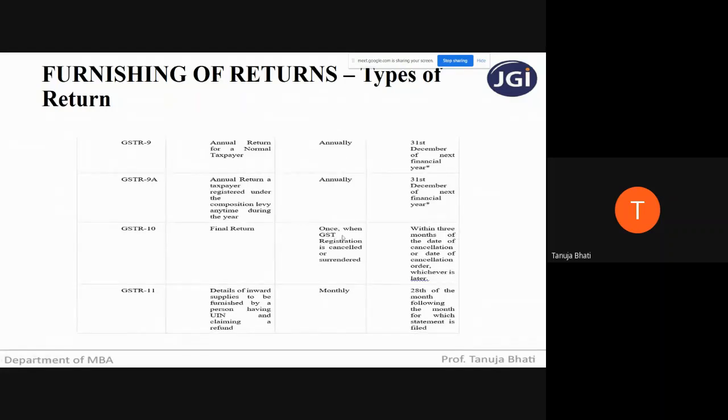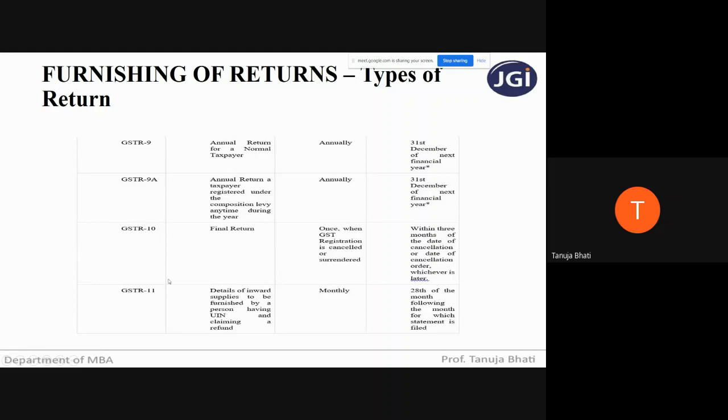So when are you going to file this return? When your GST registration is cancelled or surrendered. What is the due date? Within 3 months of the date of cancellation or date of cancellation order, whichever is later. Suppose you have received the order from your proper officer that your registration certificate has been cancelled. From the date that you have received that order, within 3 months you have the time period to file your final return, where you are finally going to show whatever sales or purchases are remaining pending or are due. That is the last return, your final return.